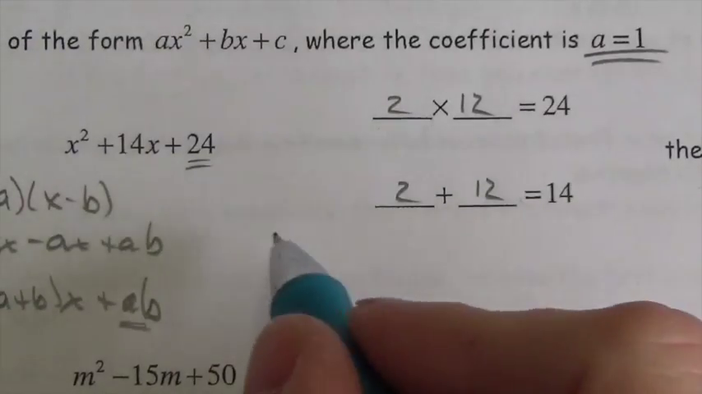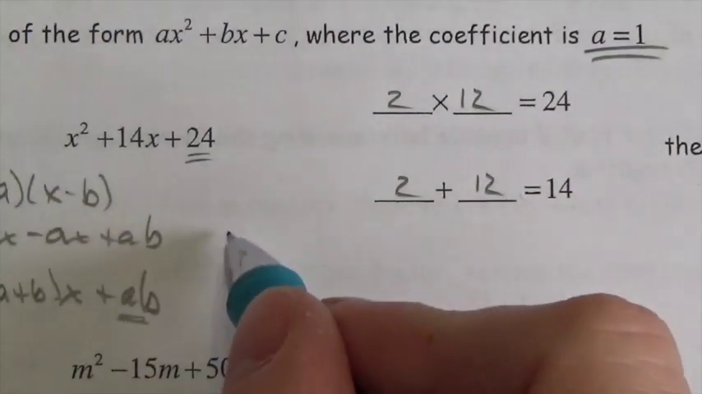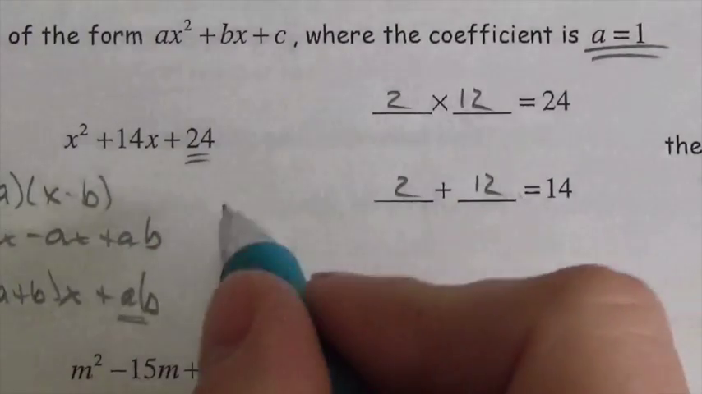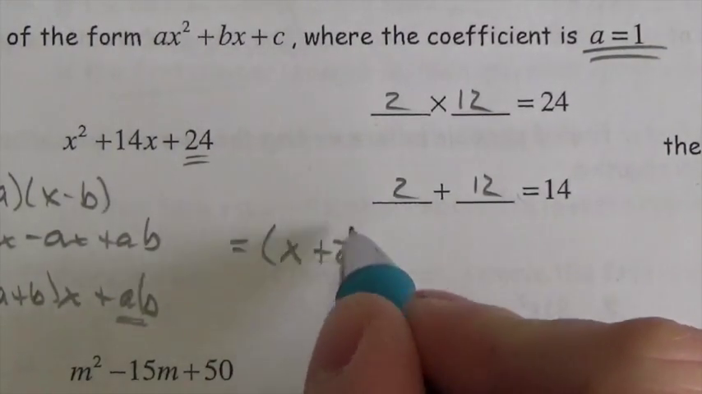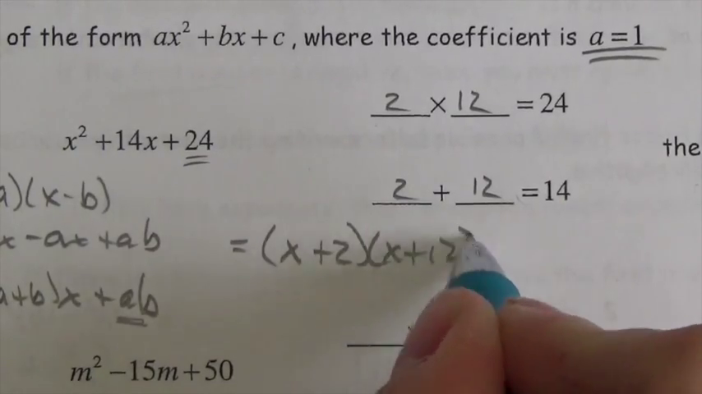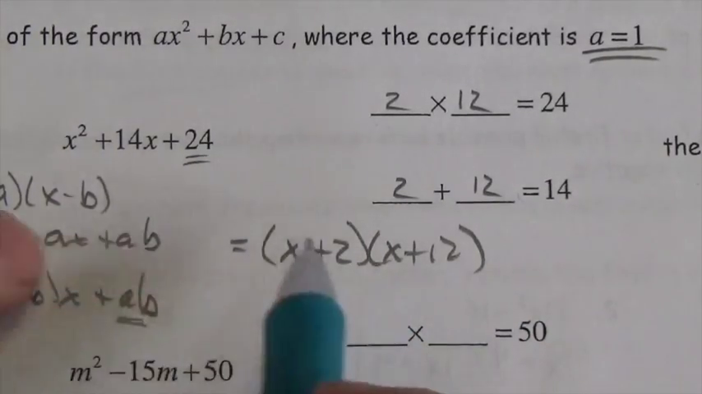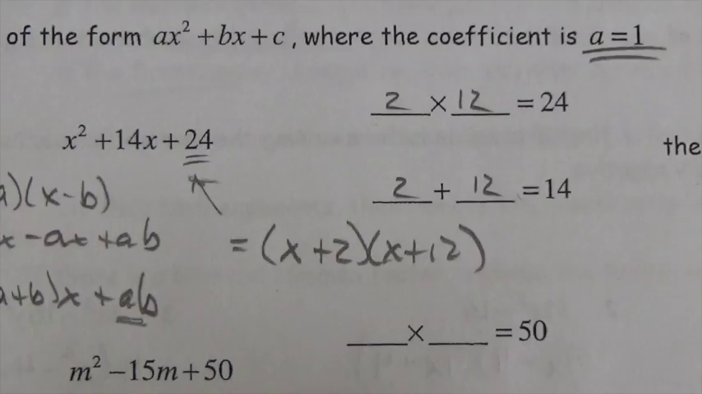And so now I know that this is going to equal, now normally I would have written this underneath here, so let's just do it down here. This is going to equal (x + 2)(x + 12). And when you multiply that out, that will take you right back to there.